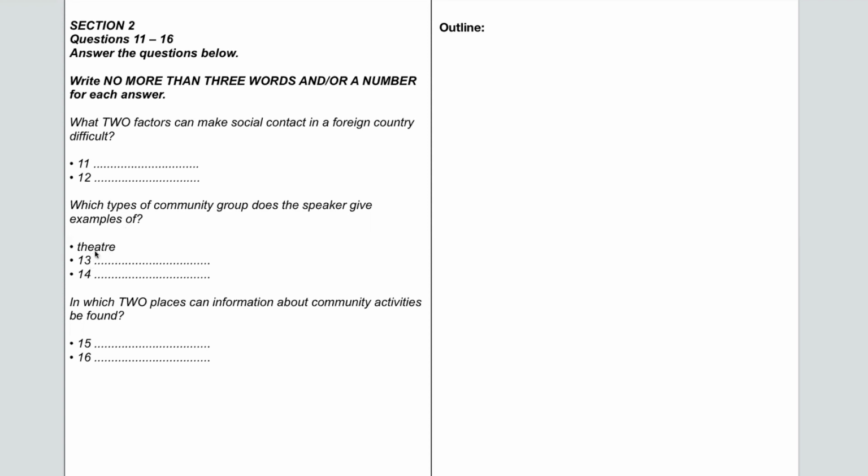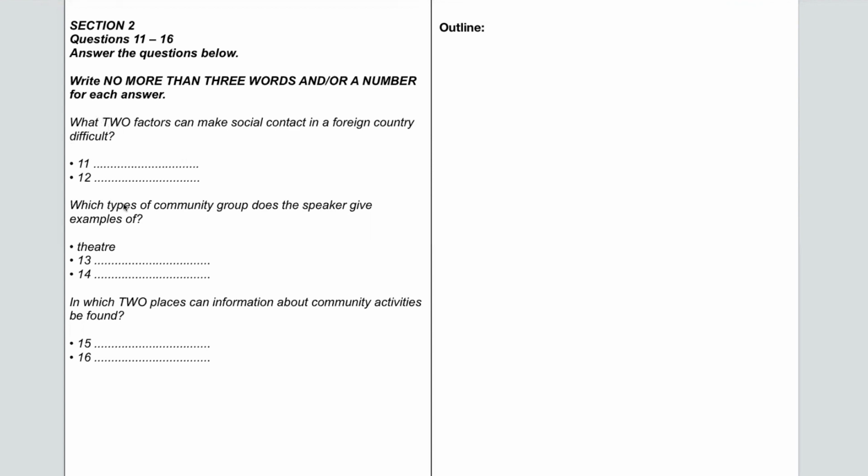Here, we already see theater. Now, this is a great clue because we see that there are 3 answers here, one of which has been filled in. So obviously, theater will be an excellent keyword for us. And the third one, in which 2 places can information about community activities be found? Okay, so let's go ahead now and underline our keywords.